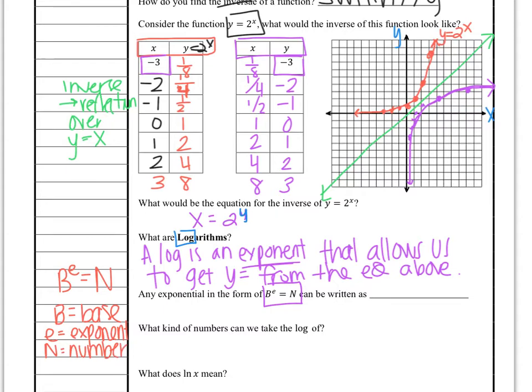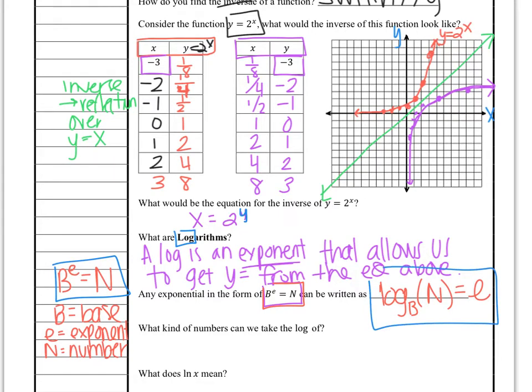So anytime you see something written in that form, it can be rewritten as log base B of N equals E. So what just happened is we took Ben form and changed it into Benny form. Get it? Ben, Benny. Okay, so there's a trick for this. We'll talk about the trick in a minute.